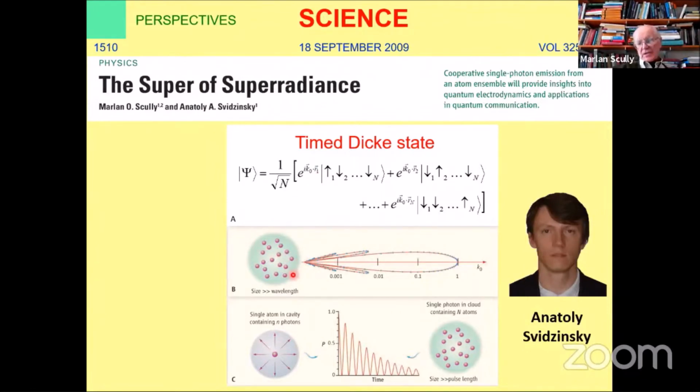Okay. So I see I'm running out of time, but I'm going to take another 10 minutes. And oh boy, I've got to speed up a little bit. So what happens is that you excite this Dicke state. You've got one photon excitation, but you don't know which atom it is.